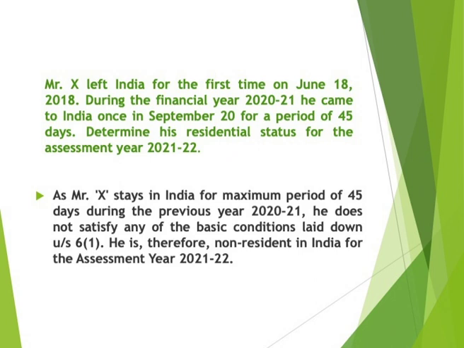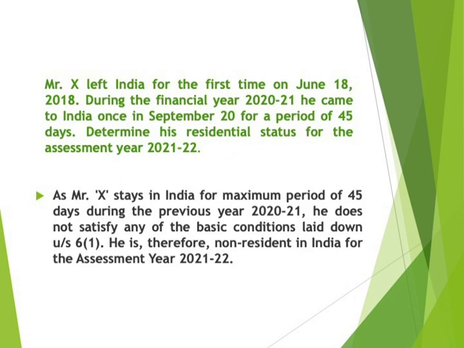Just look at the question once. Mr. X left India for the first time on June 18, 2018. During the financial year 2020-21, he came to India once in September 2020 for a period of 45 days. Determine his residential status for the assessment year. So, as I said, first what do we have to look at? We have to look at the basic condition. What is the basic condition? 182 days in the previous year.